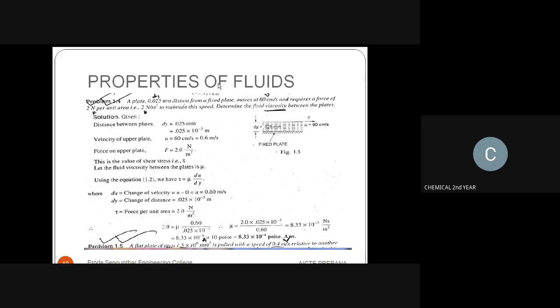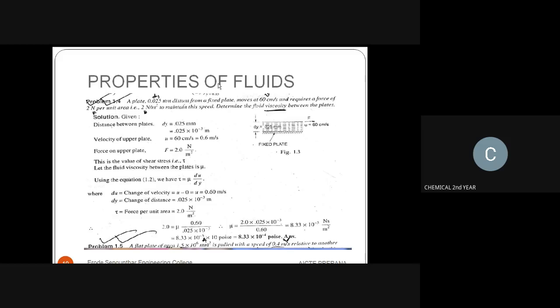So next, change in distance. That is given as dy. Dy is equal to, we have already been provided with the data, 0.025 into 10 to the power of minus 3 meter. So now you calculate the tau. Tau is force per unit area, that is given as 2 Newton per meter square. So you can substitute the values in the above equation. Tau is equal to mu into du by dy. So 2 is equal to mu into, what is du, 0.6 divided by 0.025 into 10 to the power of minus 3.